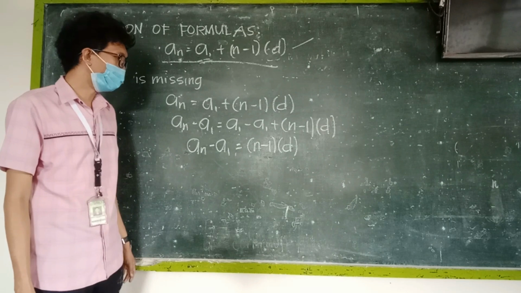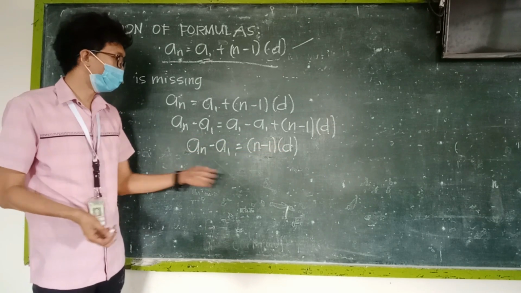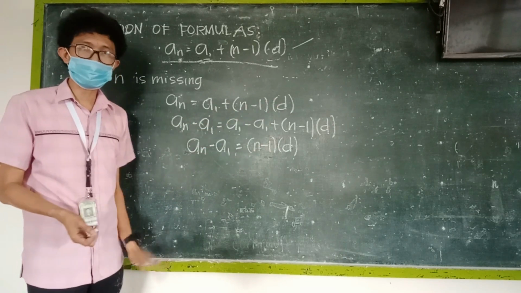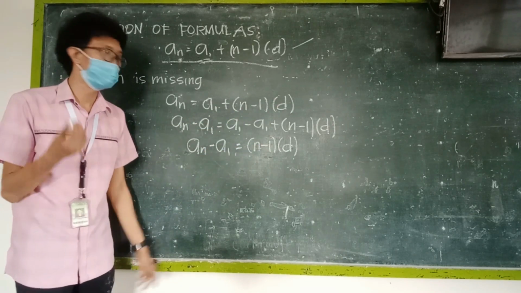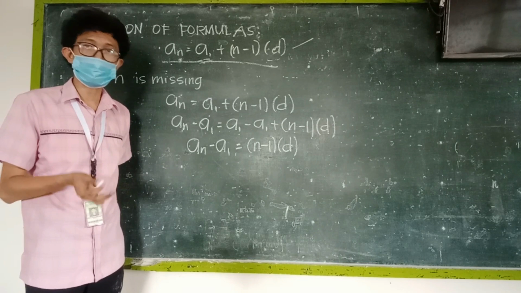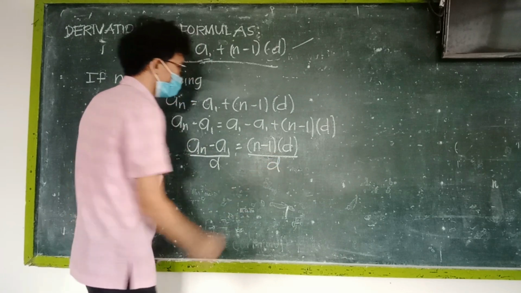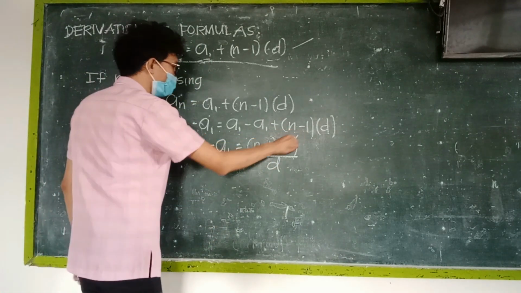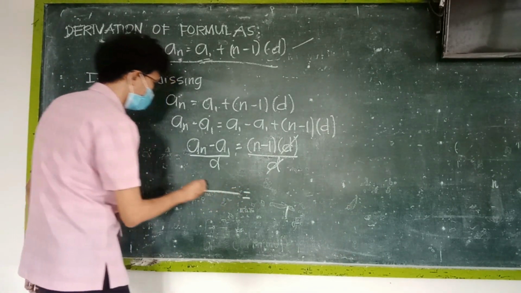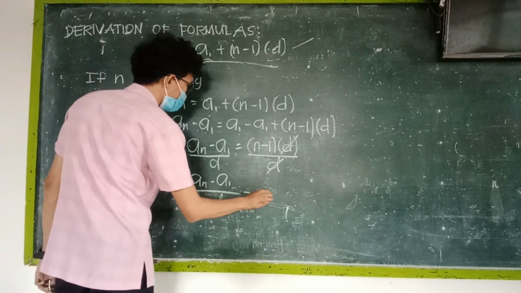So, susunod na natin gagawin is we will apply the division property of equality dito kay d. Kasi dapat si d nandito rin siya sa left side of the equation. So, para si d matanggal doon sa right side of the equation, and since multiplication ng ating operation sa n minus 1 at saka sa d, kukunin natin yung kabaliktaran ng multiplication, which is division. So, i-divide natin both sides by d. So, matatanggal na ang d dito by cancelling. So, matitira na lang dito is a sub n minus a sub 1 all over d is equal to n minus 1.